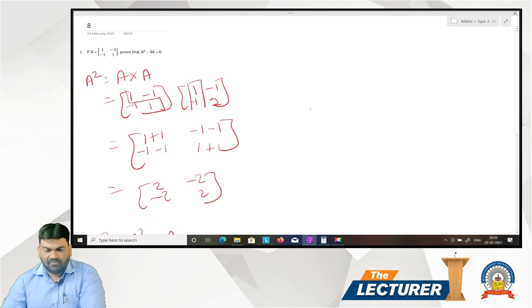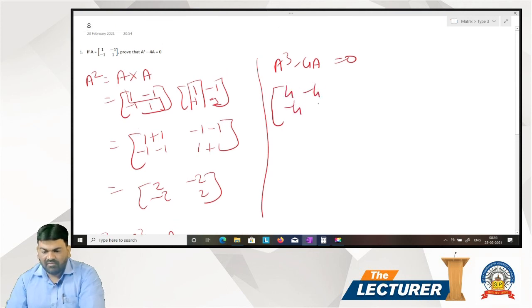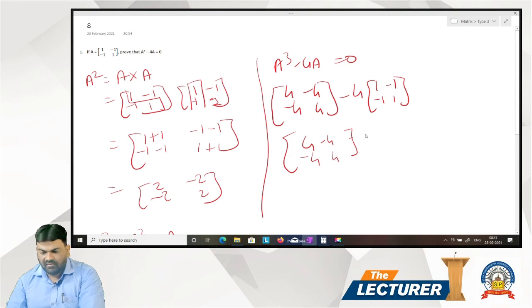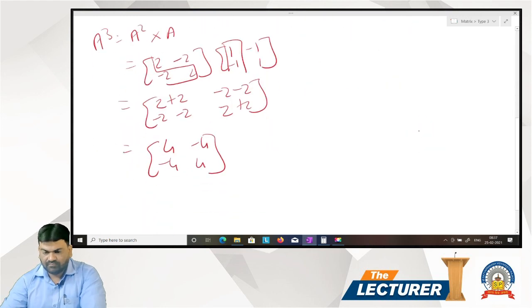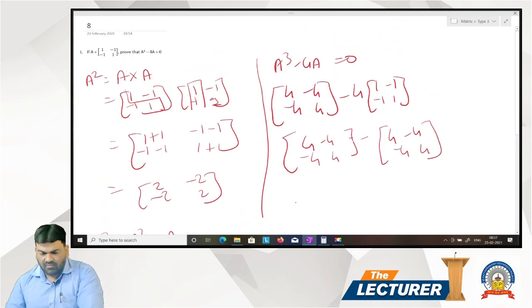Now A cube minus 4A is equal to 0. A cube, 4 minus 4, minus 4 4, minus 4A, 1 minus 1, minus 1 1. 4 minus 4, minus 4 4, minus 4 multiplied by 1 minus 1, minus 1 1. So 4 minus 4, 0. Minus 4 plus 4, 0. 4 minus 4, 0. So it is equal to 0.